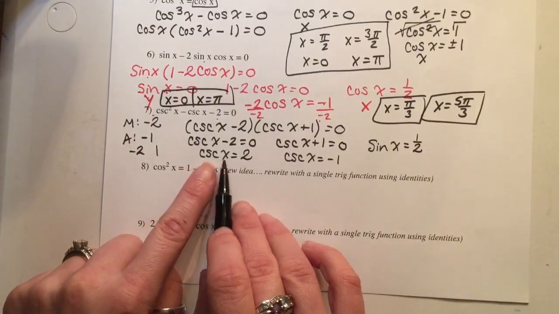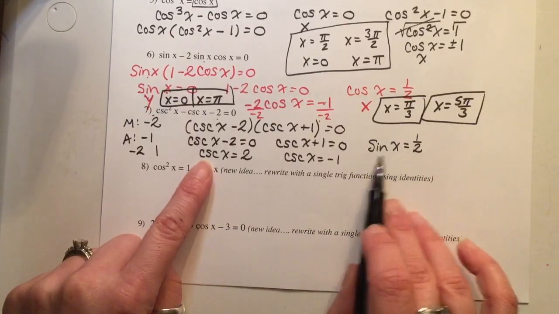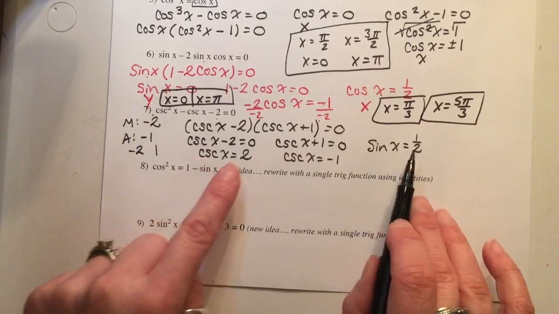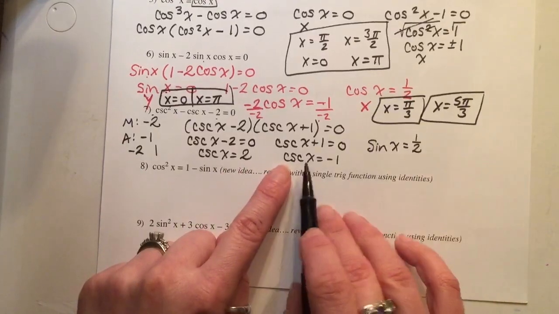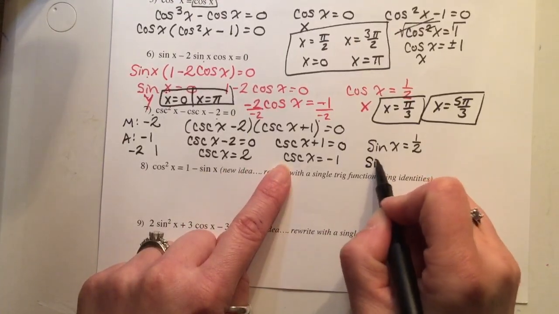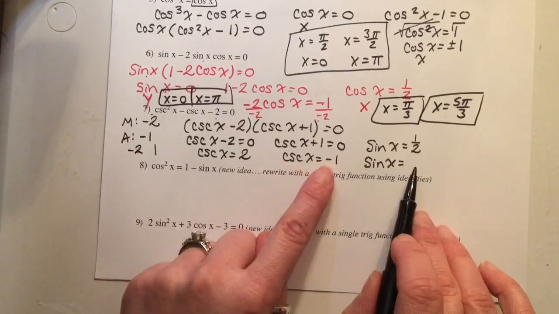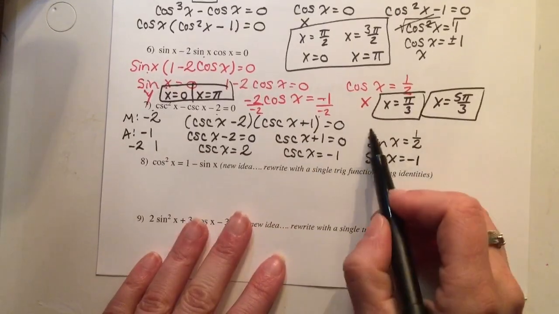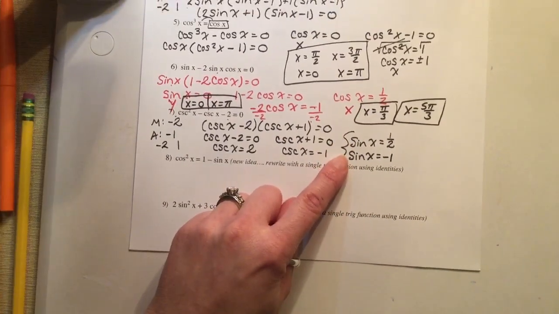So the cosecant of x equals 2 is the same thing as the sine of x equals 1/2, because cosecant and sine are reciprocals. 2 and 1/2 are reciprocals. Same thing here. The cosecant is the reciprocal of the sine. So I can write it as a sine function, and take the reciprocal. The reciprocal of -1 is -1.